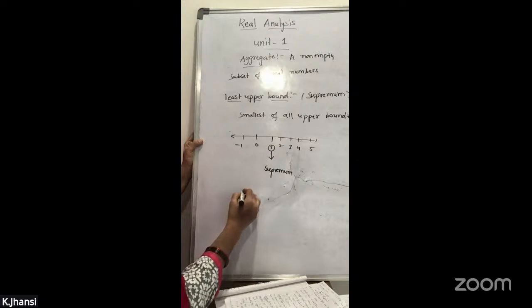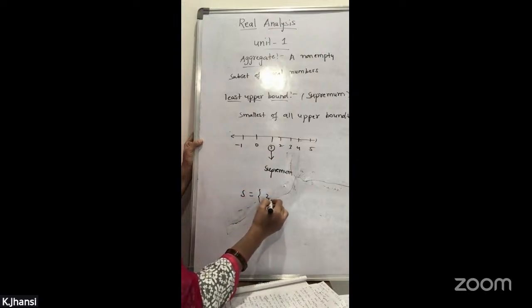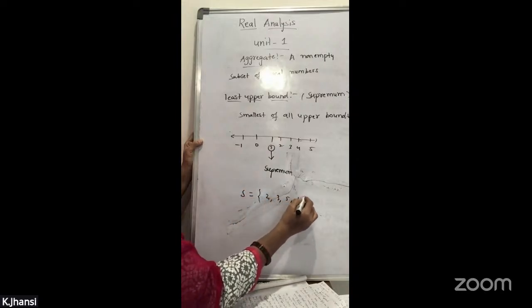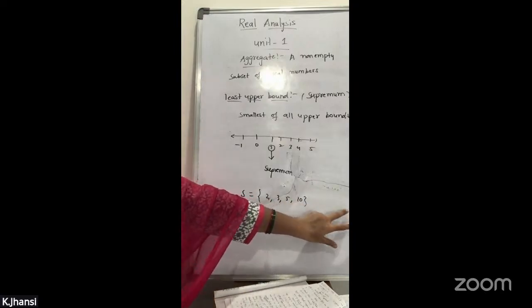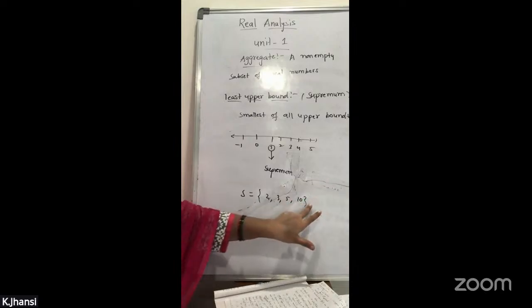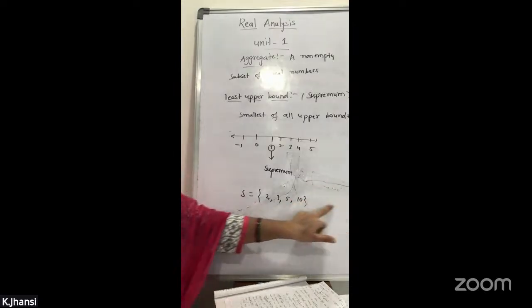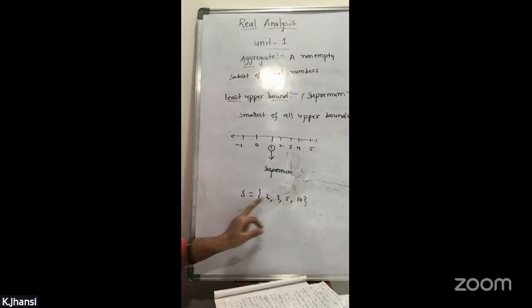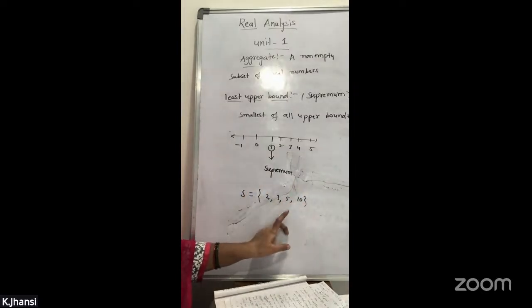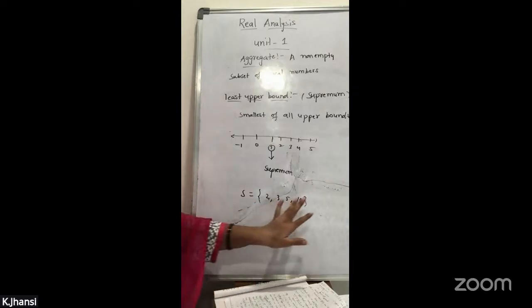In the earlier example also, S is equal to {2, 3, 5, 10}. After 10, you may have an infinite number of upper bounds, but these are all greater numbers. This is the least number. So here the supremum of this set S is 10. Okay.